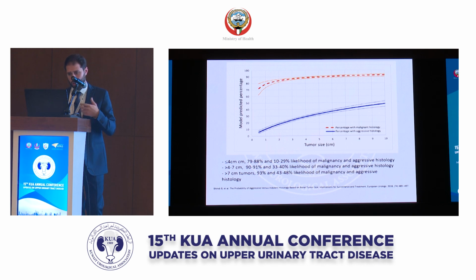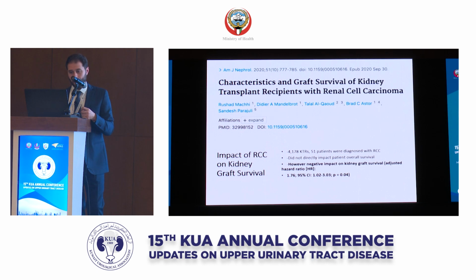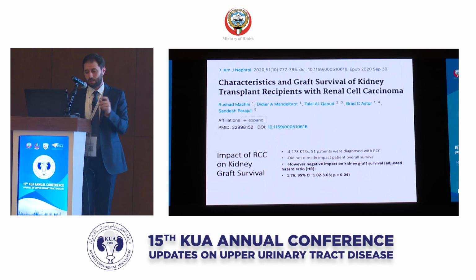Again, this is all oncology literature. The thing that's important to remember is that patients that do have a history of renal cancer are unfortunately at a slightly higher risk of graft failure. And that's really not related to the cancer itself. It's really related to the shift of the immunosuppression. So there's no standardized regime to change immunosuppression. It's center dependent, but it does have a negative impact on kidney graft survival.